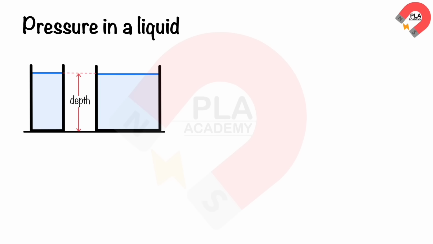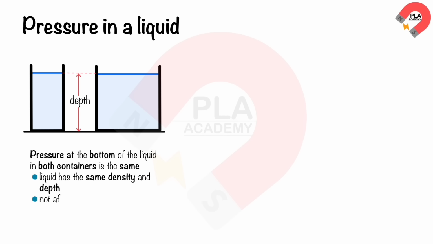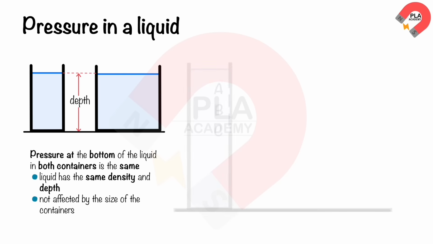Consider two containers filled with the same liquid and having the same depth. The pressure at the bottom of the liquid in both containers is the same because the liquid has the same density and depth. It is not affected by the size of the containers.